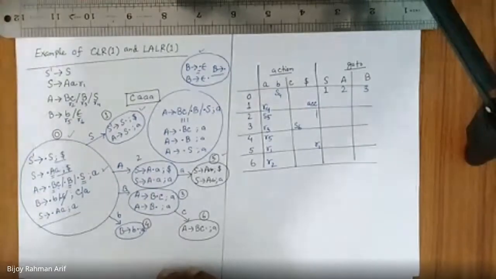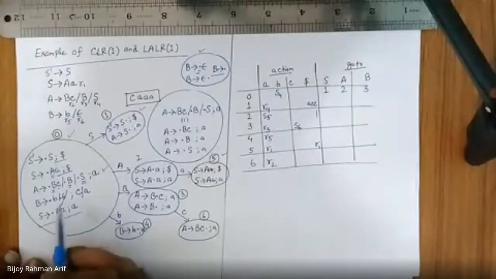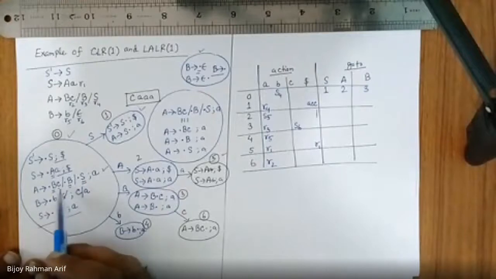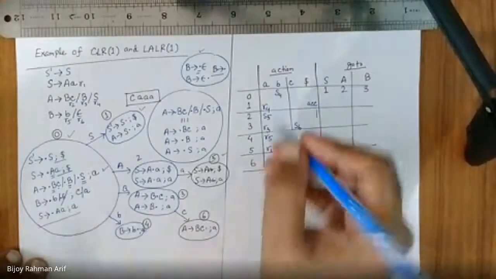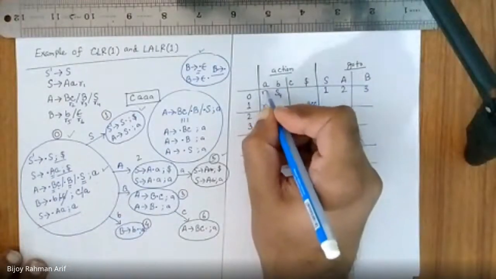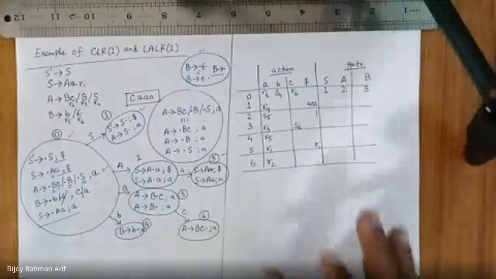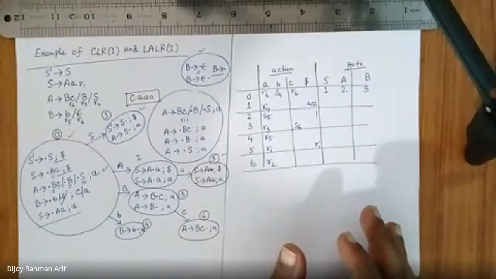Oh, I missed one of the productions. So let's fill up the productions first. I think I missed rule 6. So rule 6 would be state 0 and it would be on A and C. It should be on A and C. Right? So rule 6, rule 6. Okay, now just check that.